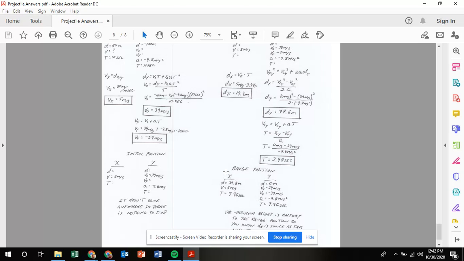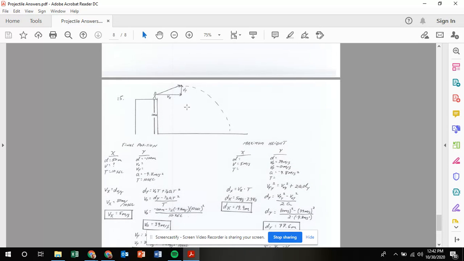And you might be wondering where some of the rest of these numbers came from. Did we solve for them? How do we figure these out? Well, the range position, by definition, is going to be twice as far in the x direction as the maximum height, because as long as it takes to go up, it's going to take that amount of time to come back down, and the amount of distance it travels to the right on the way up is going to equal the distance it travels to the right on the way back down.